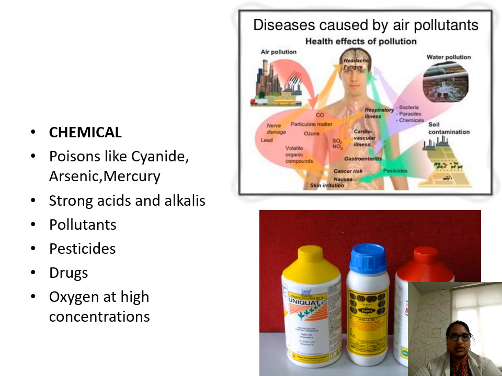So chemical injury, it can be due to any of the poisons like cyanide, arsenic, or mercury, or it can be in the form of strong acids or alkalis like HCl or nitric acid, or some pollutants, pesticides, some drugs. Even oxygen at high concentration can cause cell injury. So these are the various chemicals which can cause cell injury. These are some of the pesticides. These are the pollutants.